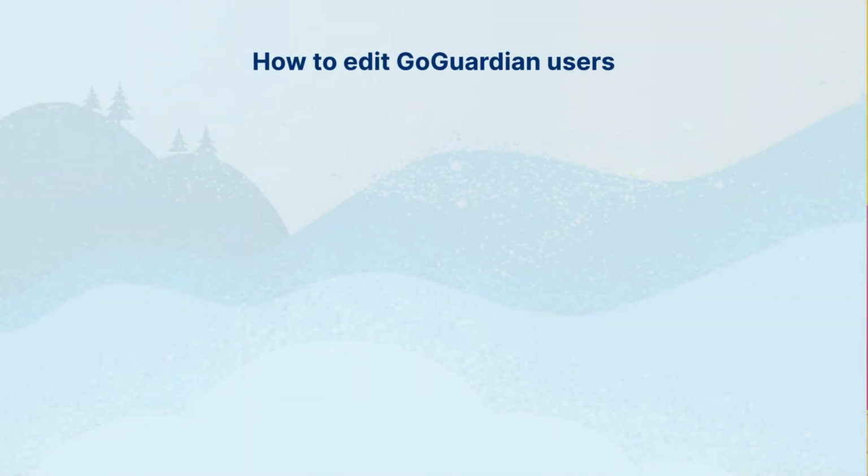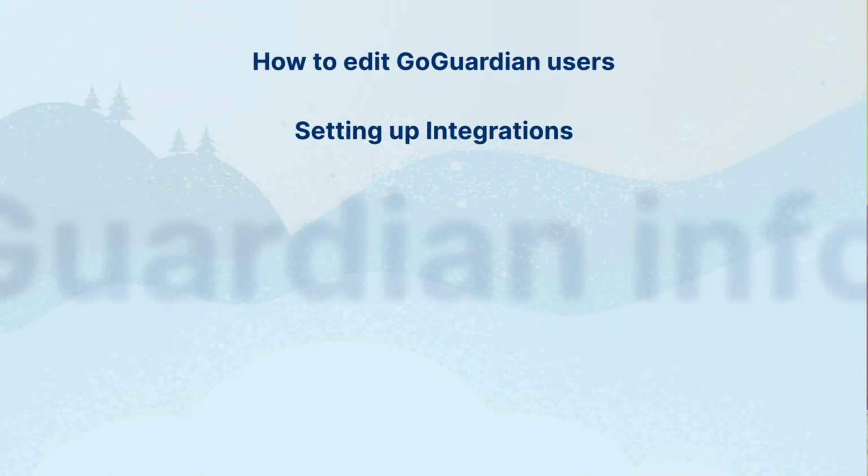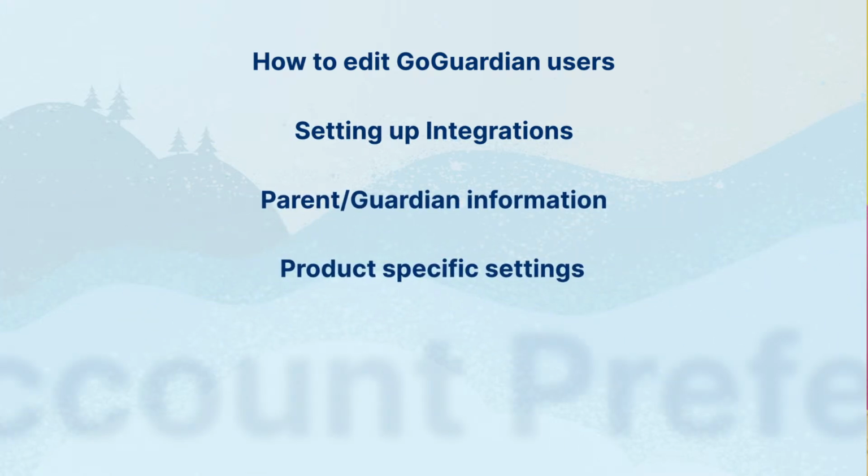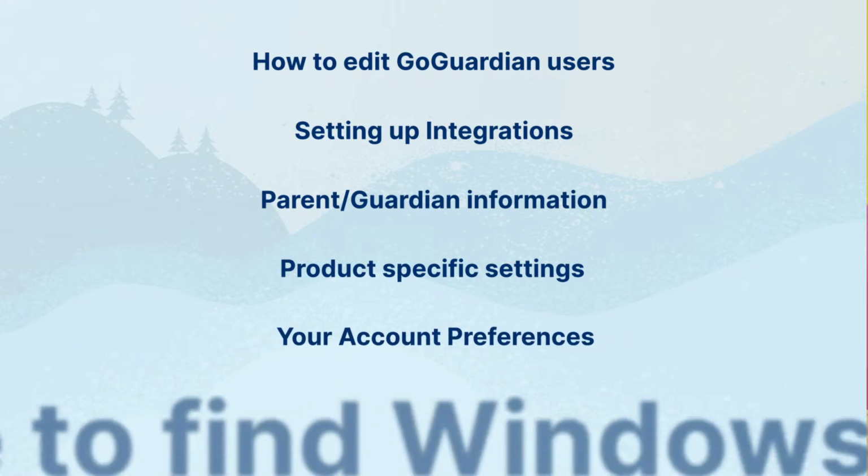Today, I'm going to show you how to navigate through Org Management. This is where your admin super users can make changes at the organization level. Within Org Management, we will discuss how to edit GoGuardian users, setting up integrations, Guardian information, product-specific settings, your account preferences, and where to find Windows setup.